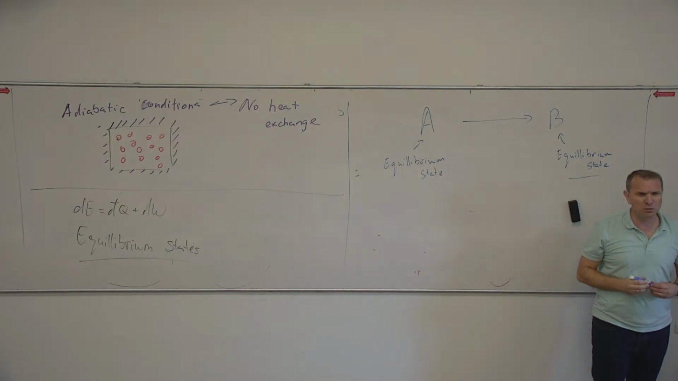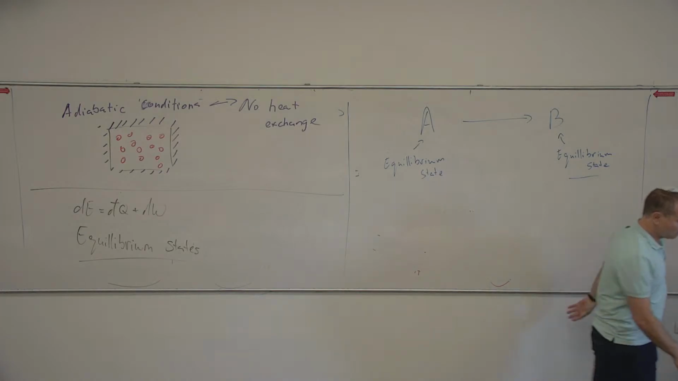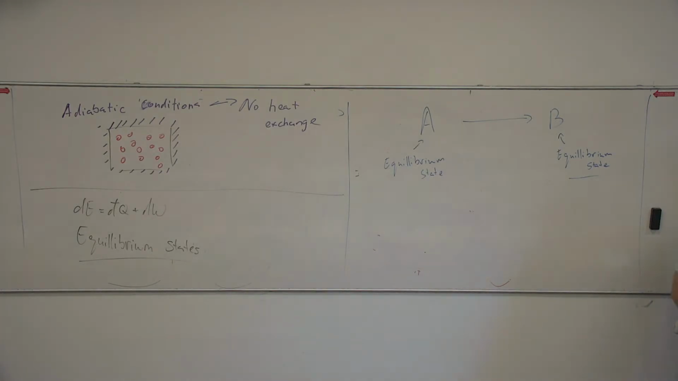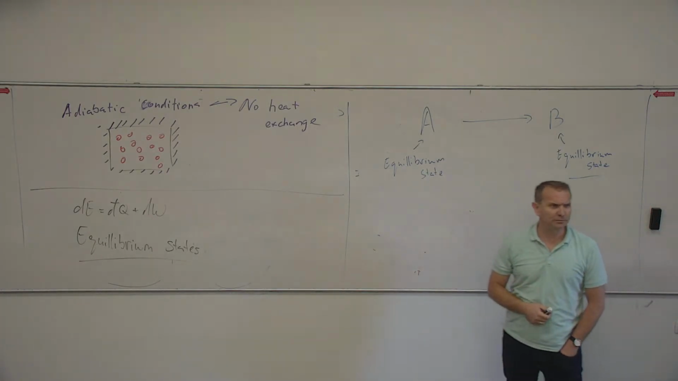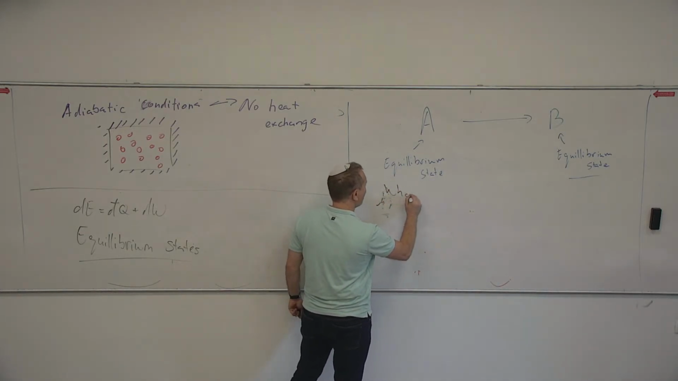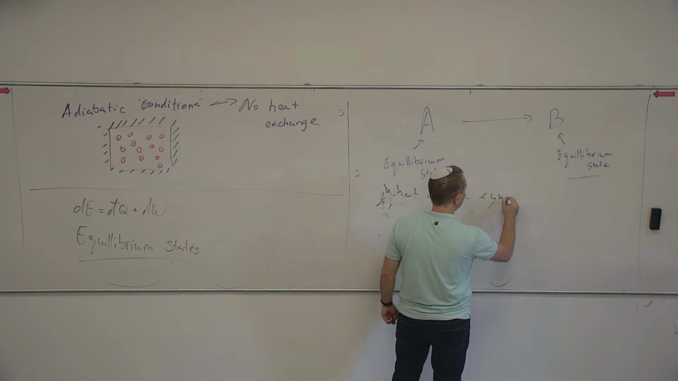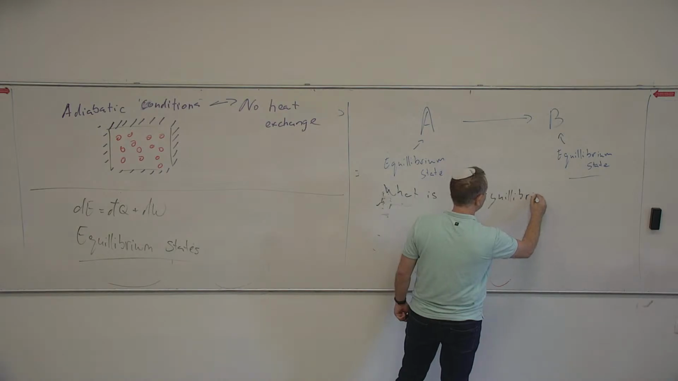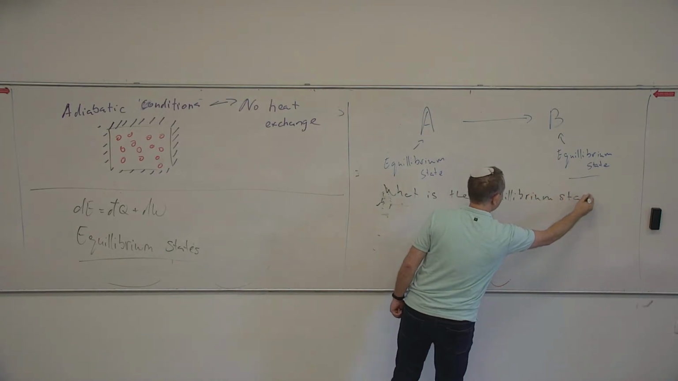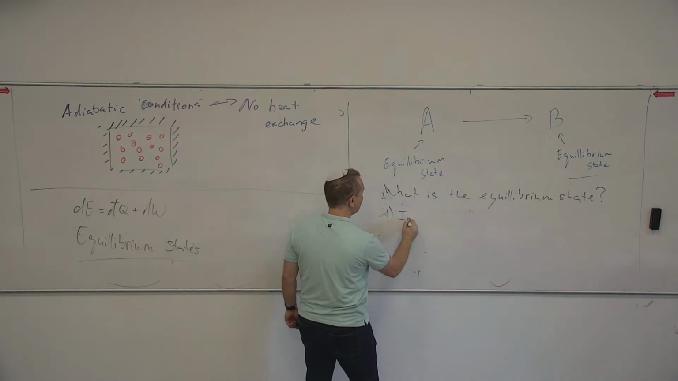Now, what is this equilibrium state? Broadly defined, it is a state that is independent of time. So, what is the equilibrium state? The first condition is independence of time.